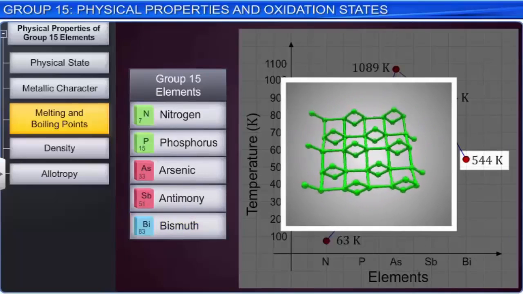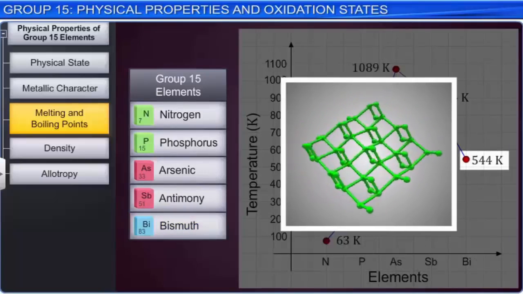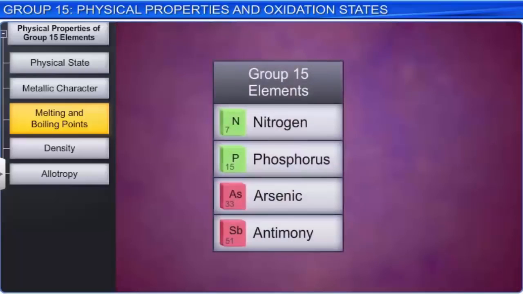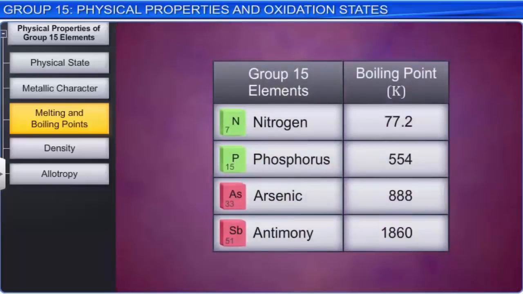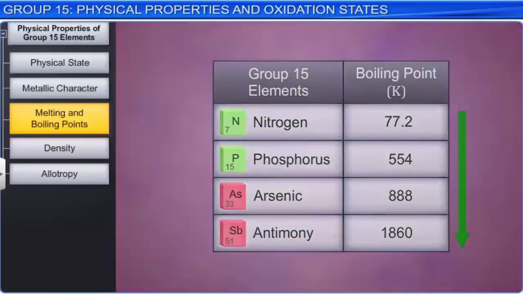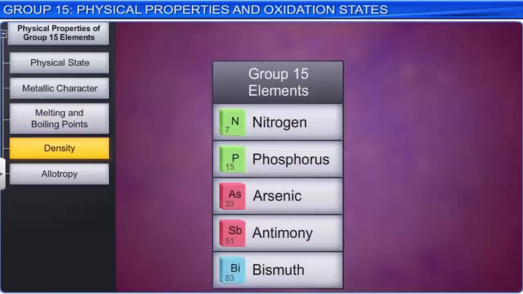On the other hand, the boiling point gradually increases from nitrogen to antimony, as shown in the table here. Next, let's look at the trend in the density of group 15 elements. The density of these elements increases regularly from nitrogen to bismuth.